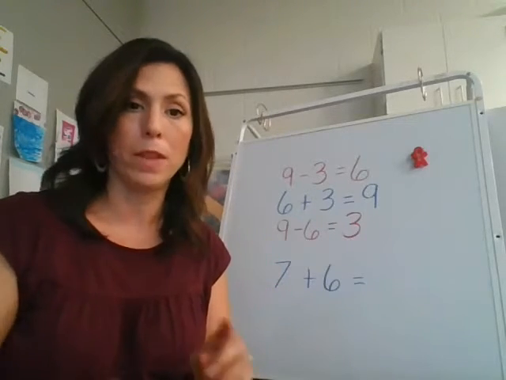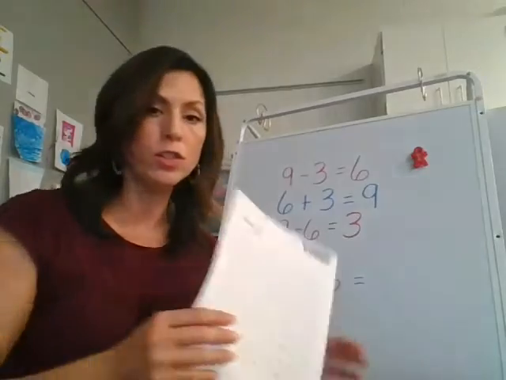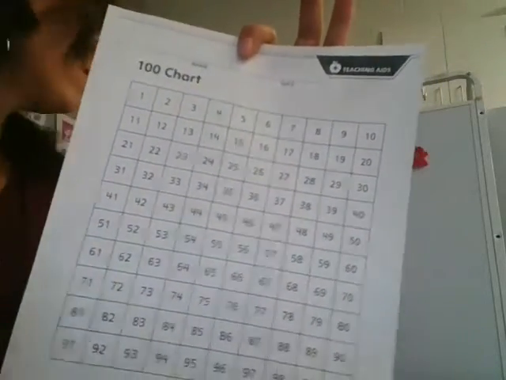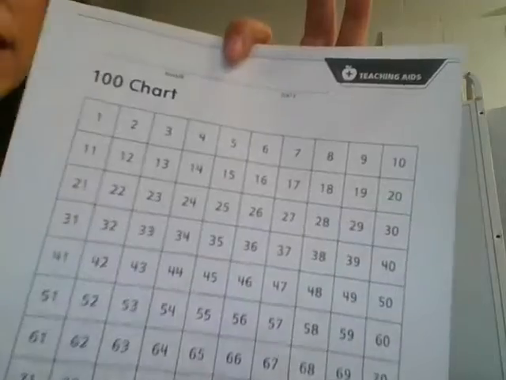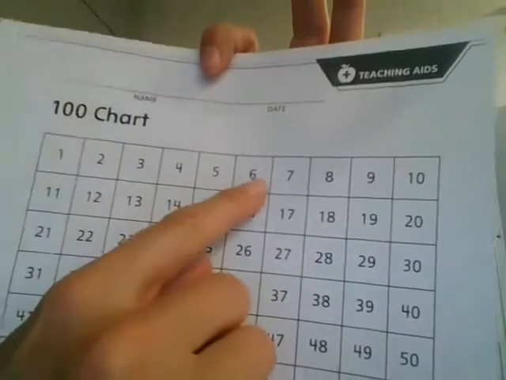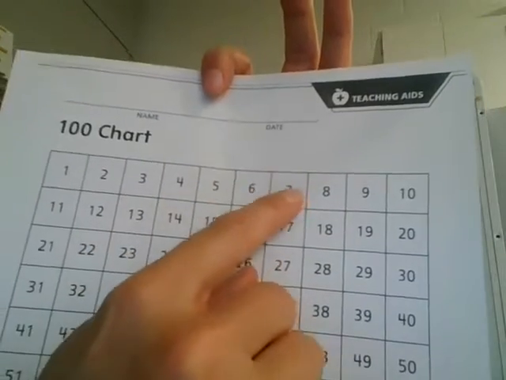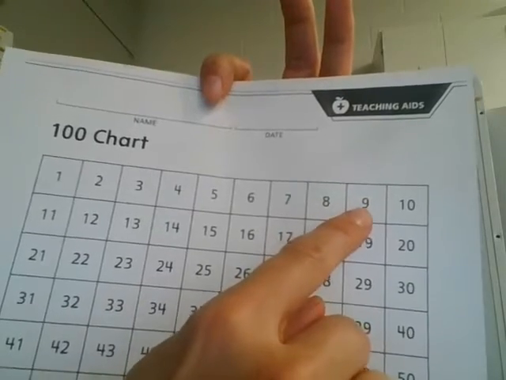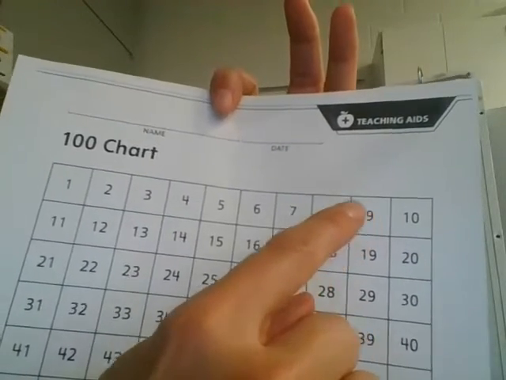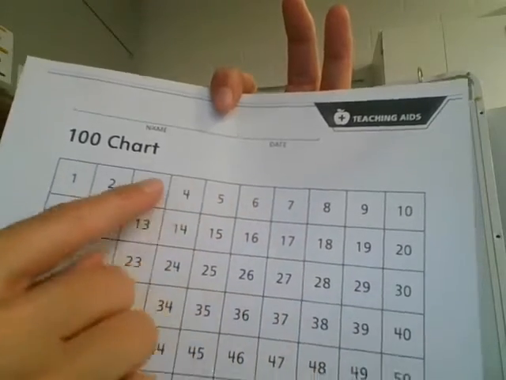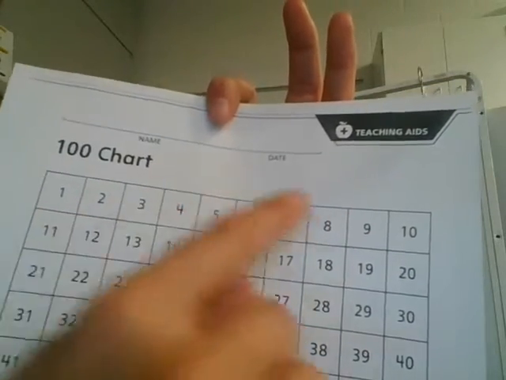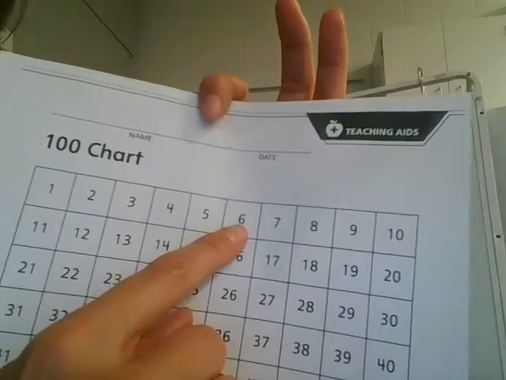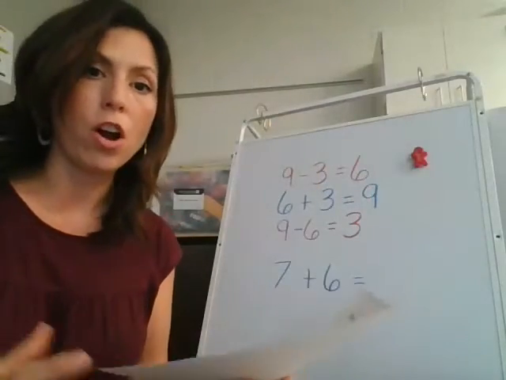Those numbers are all related, like a family. You could use, like I said, buttons or coins. You can also use a 100 number chart. So here we have our numbers. We said 6 plus 3 equals 9. So we would find the 6 and we would count up 3. 1, 2, 3, and we get 9. Now, say we had that 9 and we subtracted 6. 1, 2, 3, 4, 5, 6. We would get 3. If we started at 9 and we subtracted 3, 1, 2, 3, we would get 6.